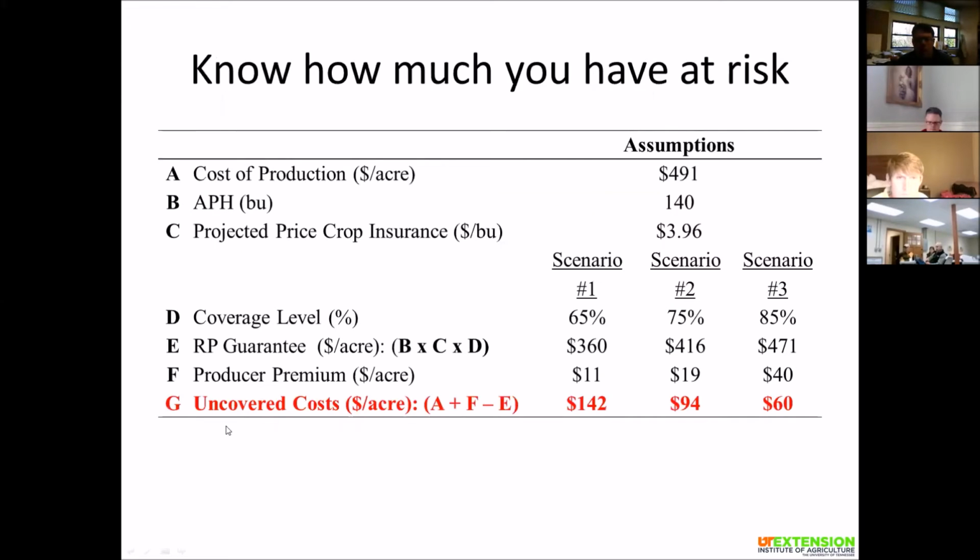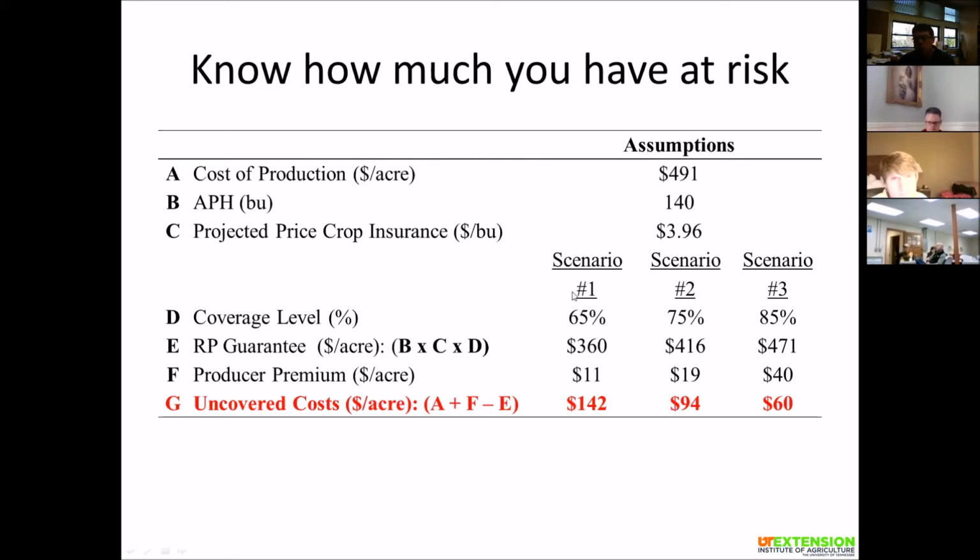So trying to put it all together, just know how much risk you have or how much money you have exposed. So I'm using that same cost of production of $491 per acre, an APH of 140 bushels, and then a projected crop price of $396, and then these three different coverage levels. To get your revenue guarantee, you take your APH multiplied by your projected crop insurance price multiplied by your coverage level. So for these three scenarios, you get $360 an acre, $416, and $471.